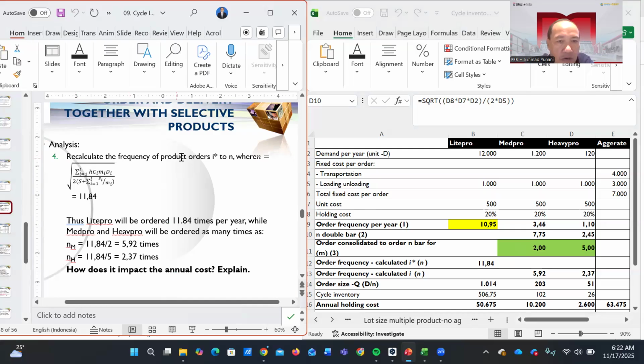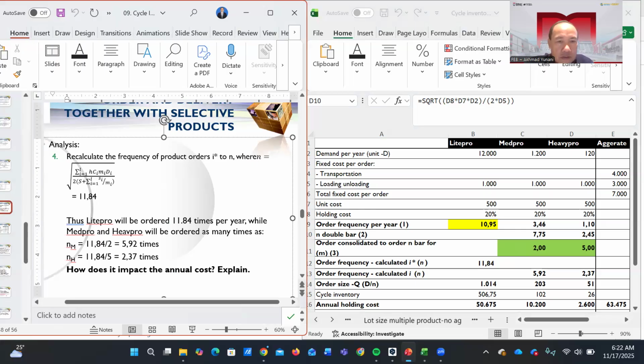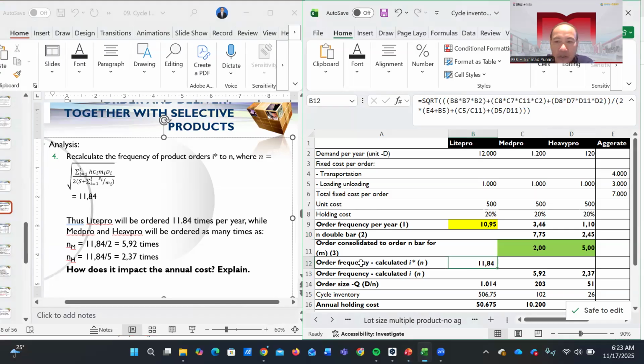Recalculate the order frequency of product i as n, where n = sqrt(h × Ci × Mi × Di / (2 × (S + Si / Mi))), from i = 1 until L. We find that the order consolidation will be 11.84.